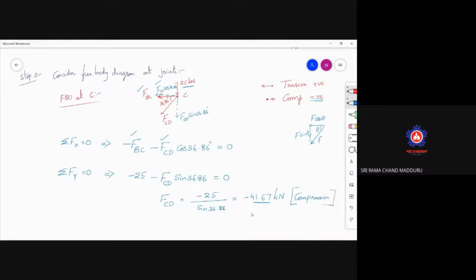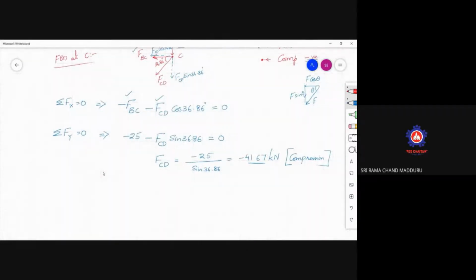So the force in member CD is 41.67 and this is compression. That's it. That is the meaning. Now substitute this value, minus 41.67, in the above equation. Minus FBC minus FCD is minus 41.67 into cos 36.86 equal to 0.